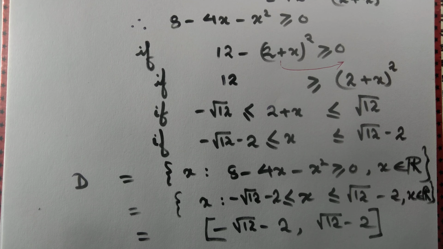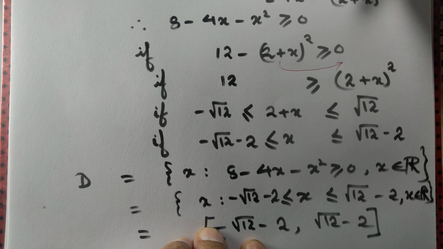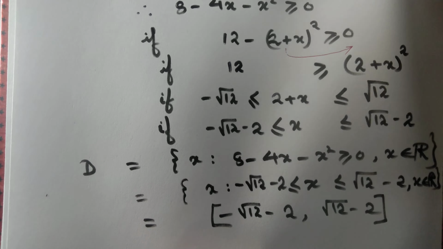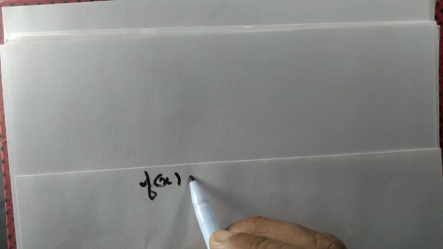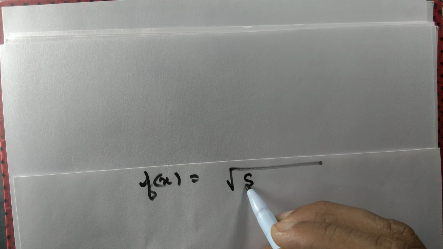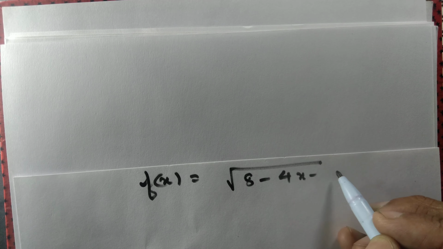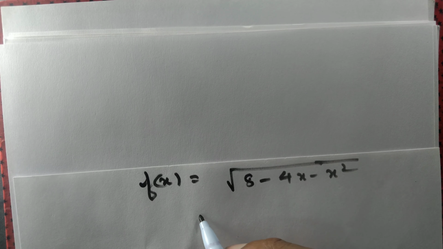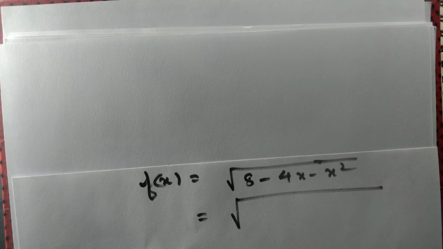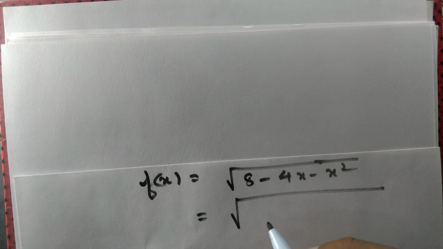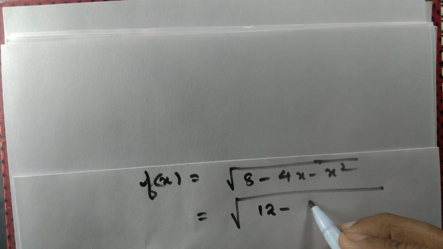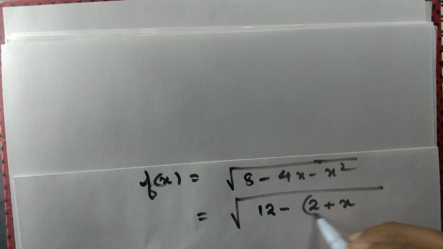What about the range? Once again we have f(x) equal to root over 8 minus 4x minus x square, and that can be written as we have done earlier, root over 12 minus (2 plus x) whole thing square.